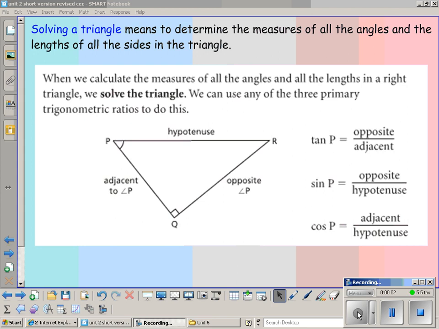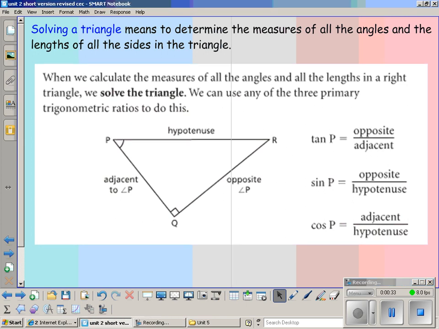In this lesson, we are going to look at actually solving a triangle. What this means is we're going to determine the measures of all the angles and lengths of all the sides in the triangle. When we calculate the measure of all the angles and all the lengths in a right triangle, we solve the triangle. We can use any of the three primary trigonometric ratios to do this. So there are your three ratios. We also could look at using Pythagorean theorem as well, once you know two of the three sides.